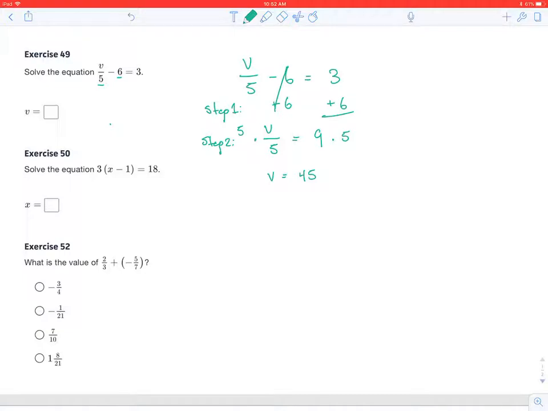So I added 6, and then after adding 6, I was left with v divided by 5 is equal to 9. Well, if v is being divided by 5, I can multiply by 5 to cancel out the 5s, which will equal 1. We don't show the 1. If I multiply by 5 on the left side, I'm going to multiply by 5 on the right side, and I get that v is equal to 45.